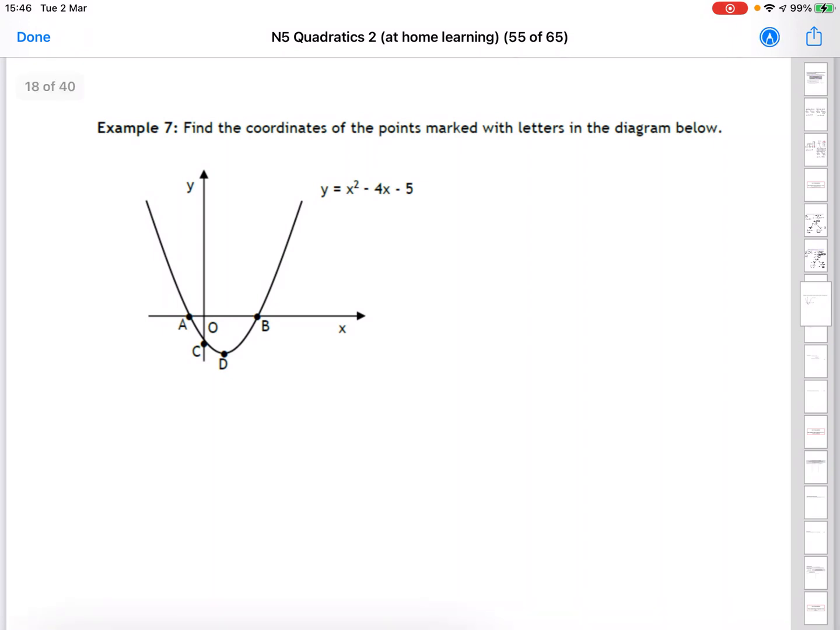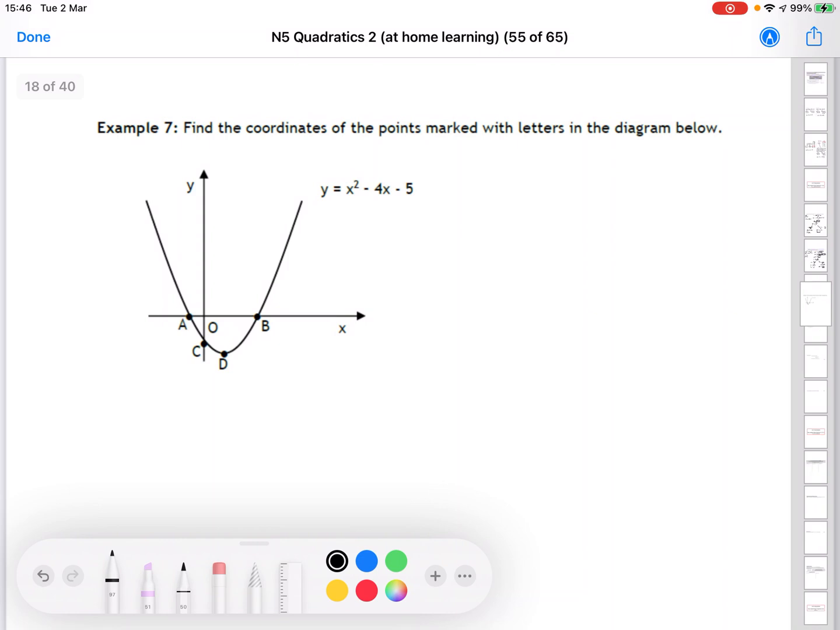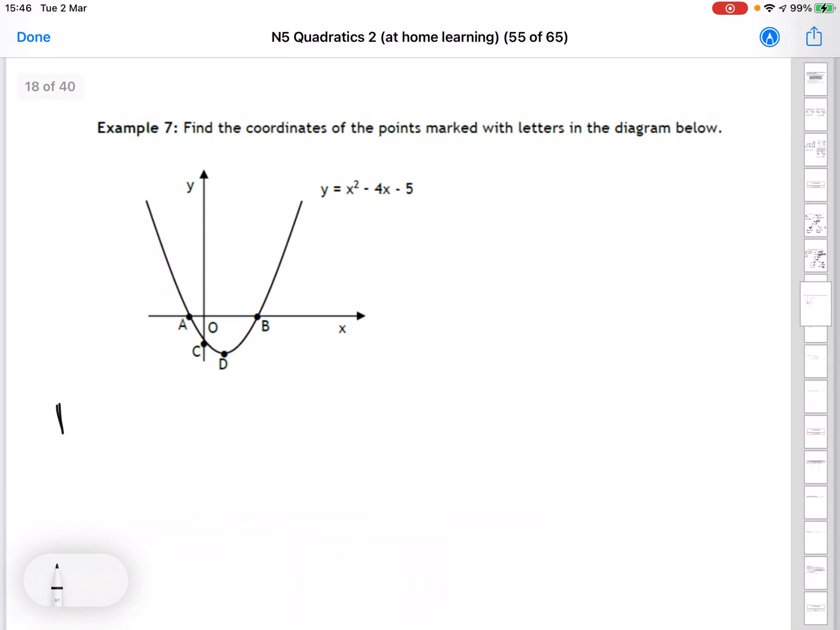So the steps of working are going to be the same. So the first one I'm going to do is the roots. So that would be A and B as coordinates. So for my roots, I know that y is 0. So I'm going to set my equation to 0. So x squared minus 4x minus 5 equals 0.